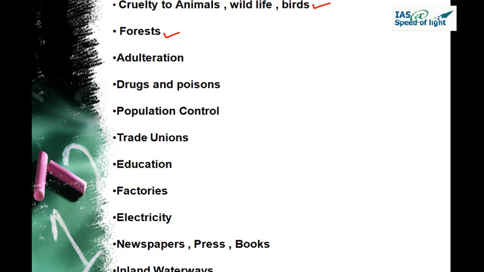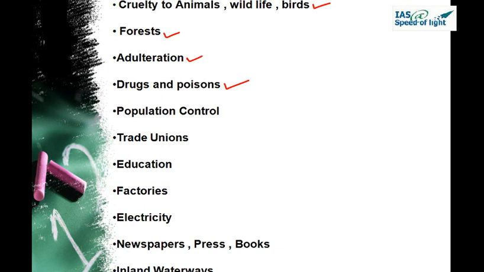Adulteration, the only punishment which should be given to the people who do adulteration in food items is to give them electric shock, because they are playing with the health of the people. So adulteration is a serious crime and it has to be dealt with severely, and the punishment should be giving electric shocks to the people who do this. Drugs and poisons, again it's easy to relate it with current.